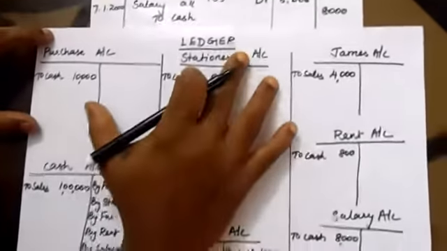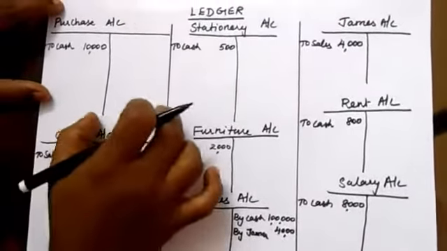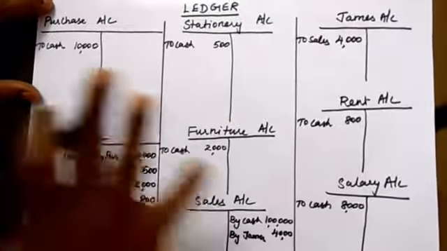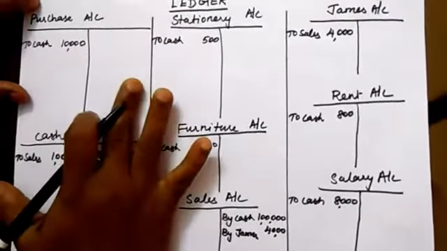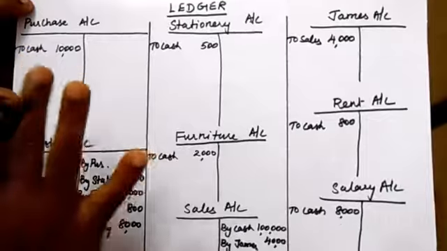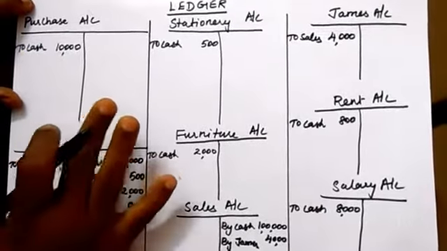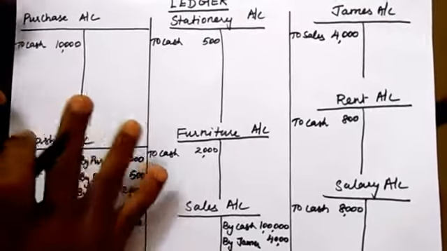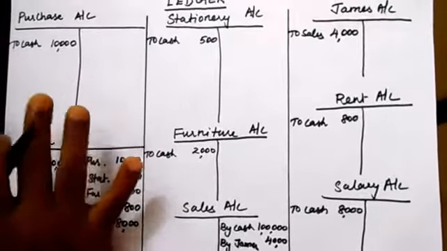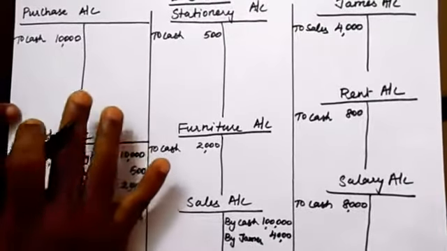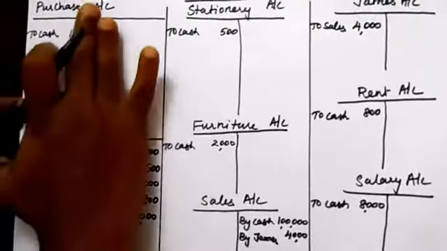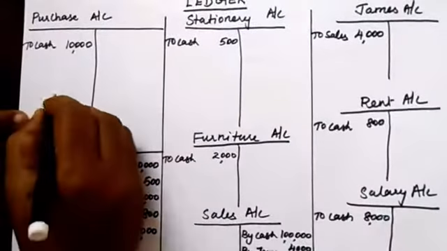Okay, now you have to balance each and every account separately. Both the debit side as well as the credit side you have to balance. You will get either a debit balance or a credit balance, according to the balance. Let us see this problem. So the purchase account, just close the purchase account.